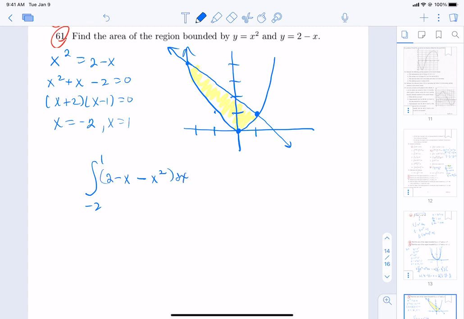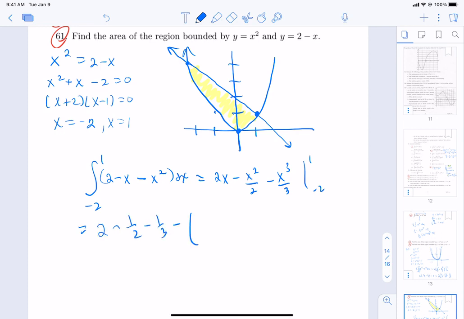If the bottom function was the line, make sure to put it in parentheses so you distribute properly. And then we antiderivative. So we're going to get 2x minus x squared over 2 minus x cubed over 3 from 1 to negative 2. Now remember, it's the top boundary minus when you plug in the bottom boundary. We are going to get some values here because it wasn't 0 that they met up at. If we plug in 1, we get 2 minus a half minus a third.